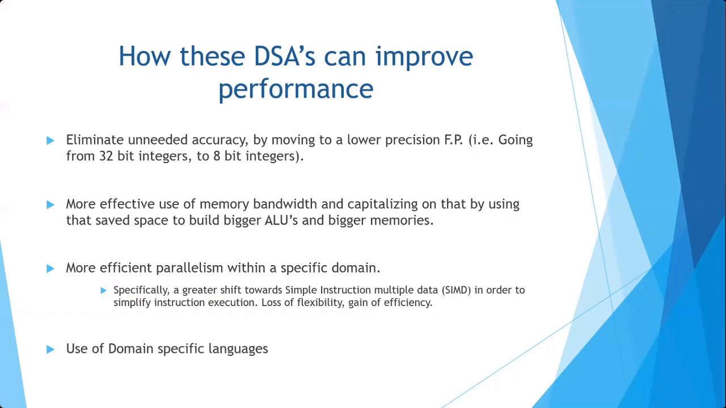And so how exactly can these domain-specific architectures improve performance? Well, for one, they eliminate unneeded accuracy. By moving to a lower precision, you can go from using 32-bit and 64-bit integers down to 8-bit and 16-bit integers. You're also able to make more effective use of memory bandwidth, and you can capitalize on that by using the saved space to build bigger ALUs and bigger memories.